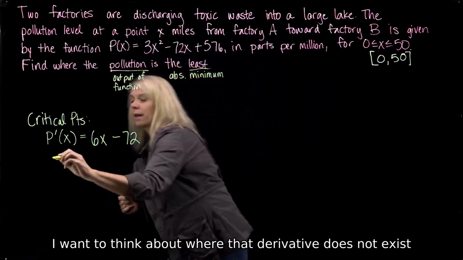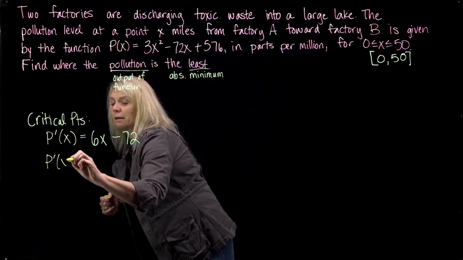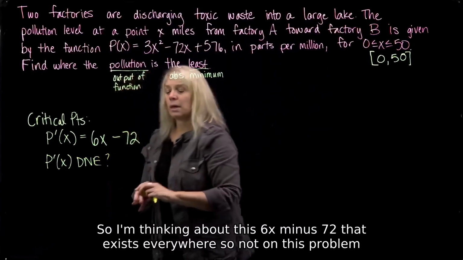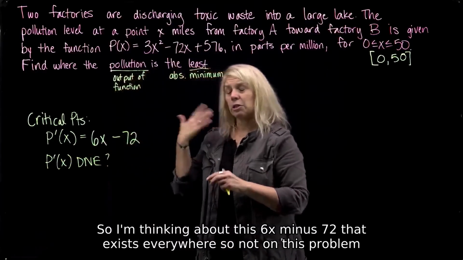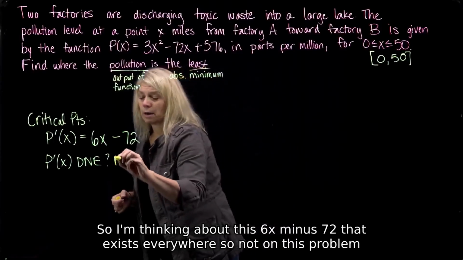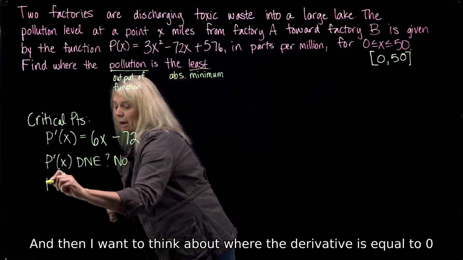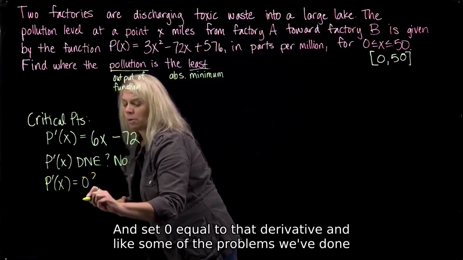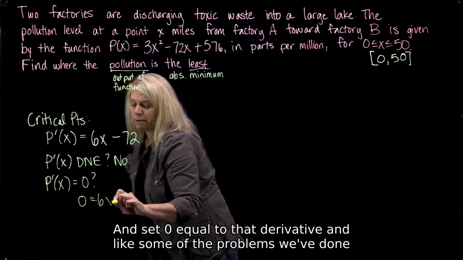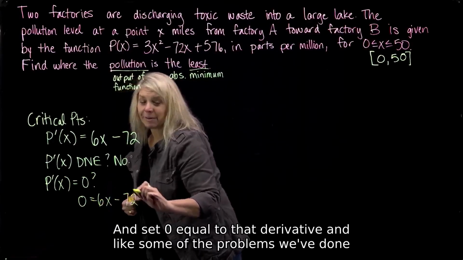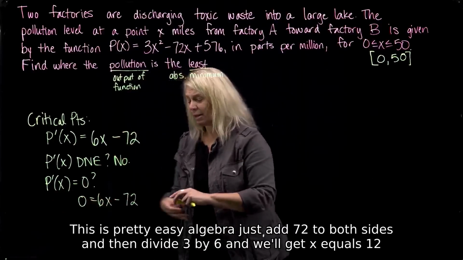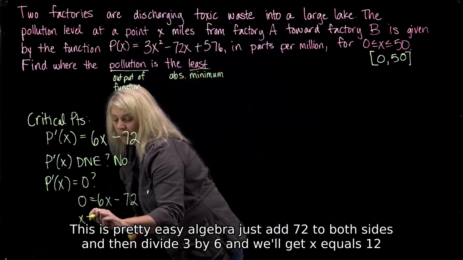I want to think about where that derivative does not exist. So I'm thinking about this 6x minus 72. That exists everywhere, so not on this problem. And then I want to think about where the derivative is equal to 0. I'm going to set 0 equal to that derivative. Unlike some of the problems we've done, this is pretty easy algebra. Just add 72 to both sides and then divide through by 6, and we'll get x equals 12.